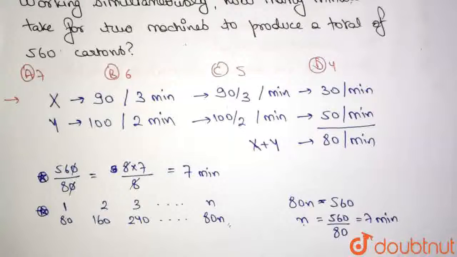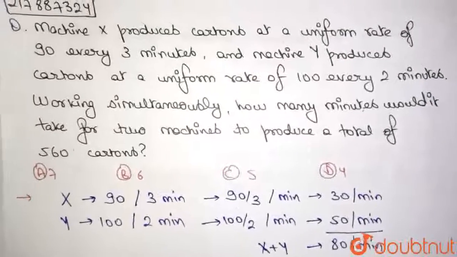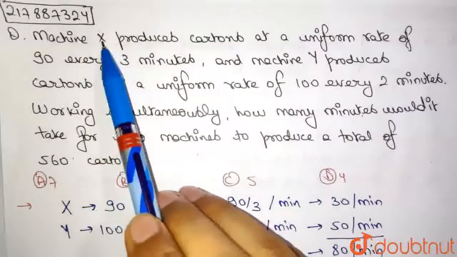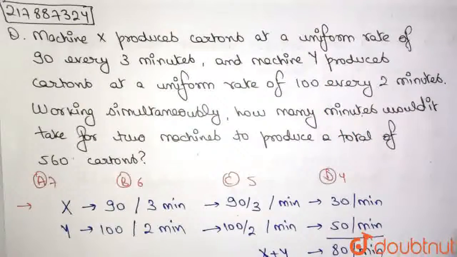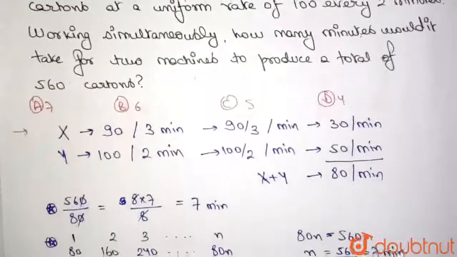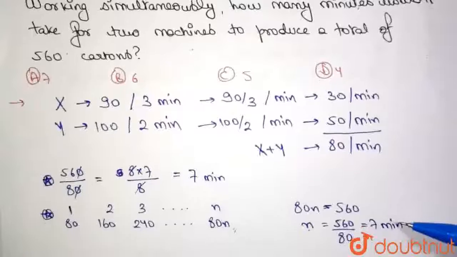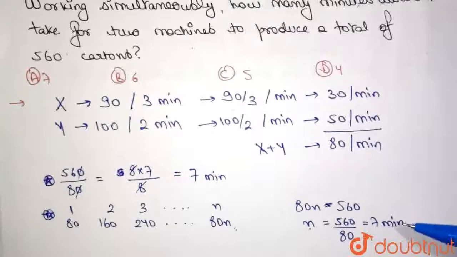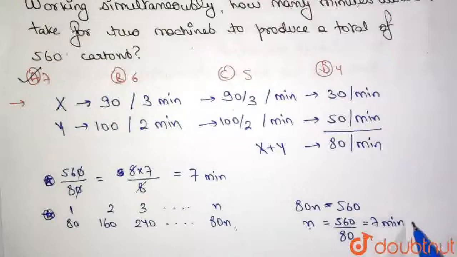So according to the question, we had the rate of machine X, we had the rate of machine Y, and together we found out the rate of machine X plus Y as 80 per minute, right? 80 per minute. And we simply divided 560 by 80 to achieve the answer, which is 7 minutes. And checking with the options, we see that this matches with option A. So we say that the correct answer to this particular question is option A, which is 7 minutes.